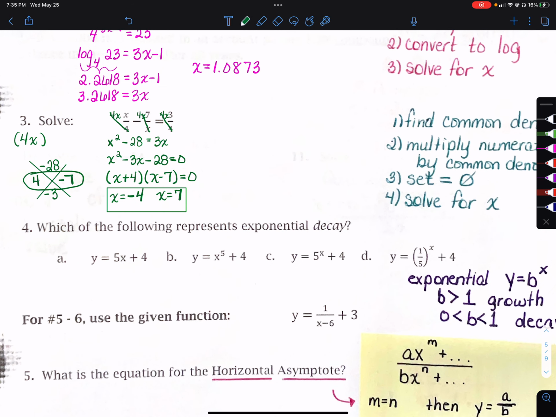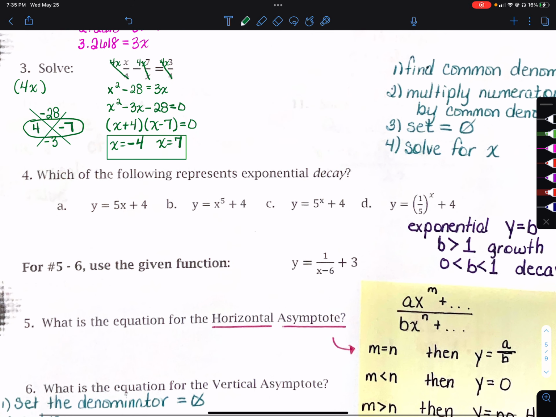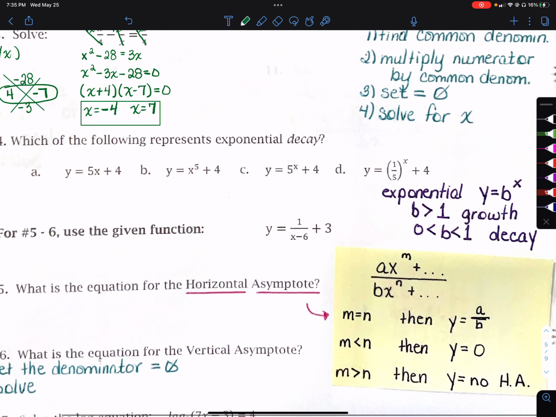All right, so number 4, which of the following represents an exponential decay? So when you're looking for an exponential decay, first off, we need to make sure it's an exponential form, which is right here. Let me grab a highlighter so I can highlight something that I wrote here. Y equals b to the x. Okay, that's exponential form. So if it's an exponential form, then if the b value is greater than 1, then it's growth. If the b value is between 0 and 1, it's a decay.